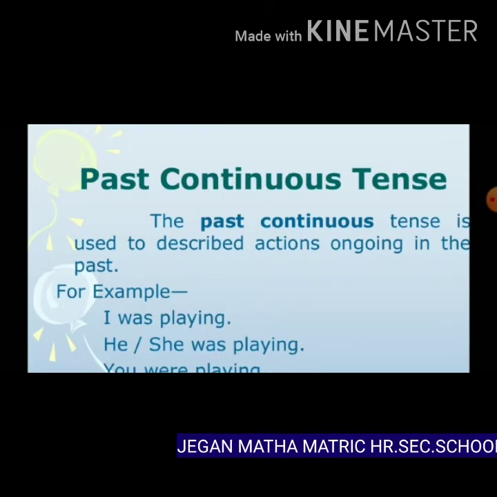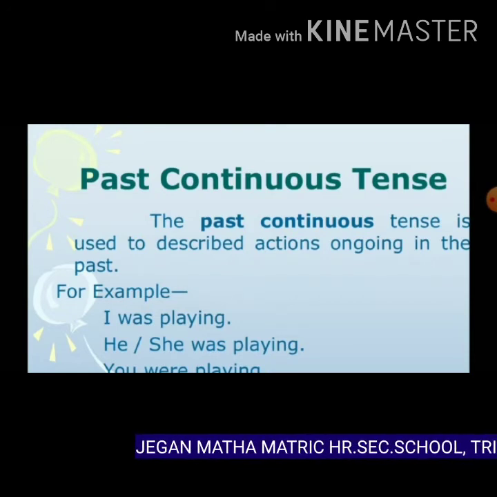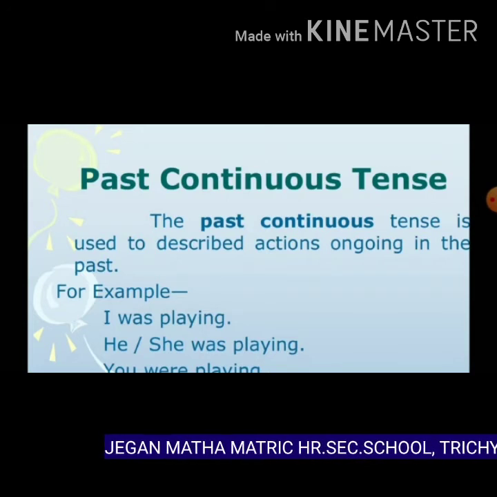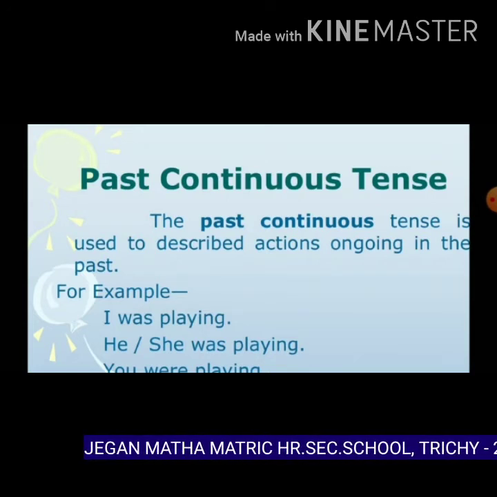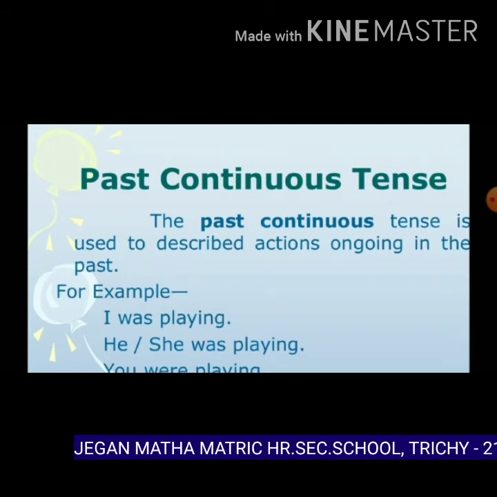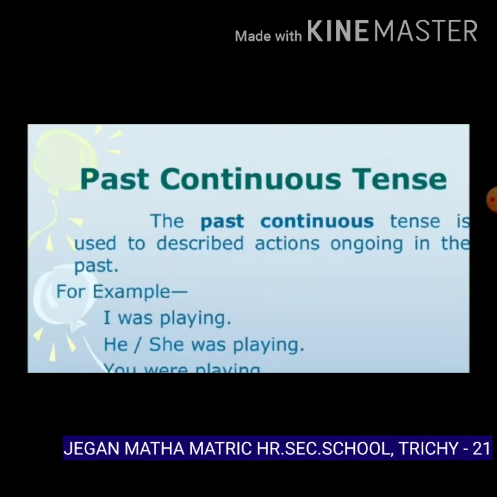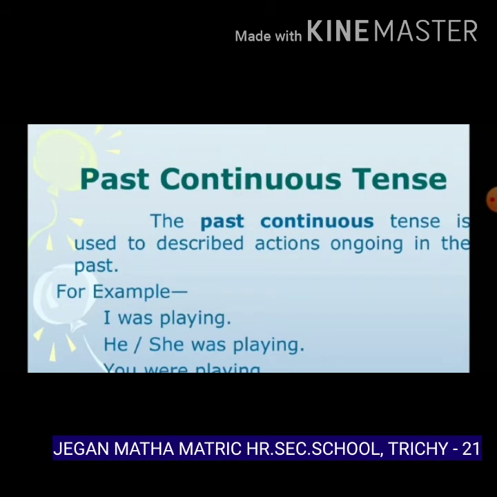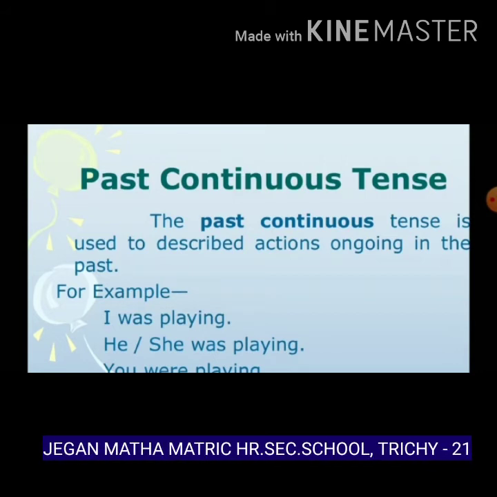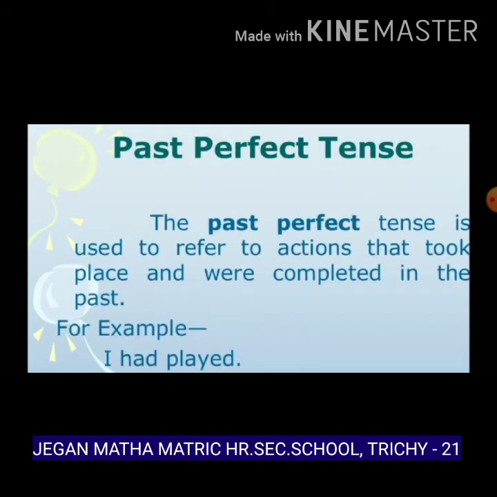Has and have, how did you understand? When you're using third person singular, you use has. When the subject is plural, you use have. So here, if the subject is singular you use was, and if the subject is plural we use were, W-E-R-E. For example, I was playing, he was playing, you were playing. You consider as plural. They were playing, we were playing. Okay, so that is past continuous.